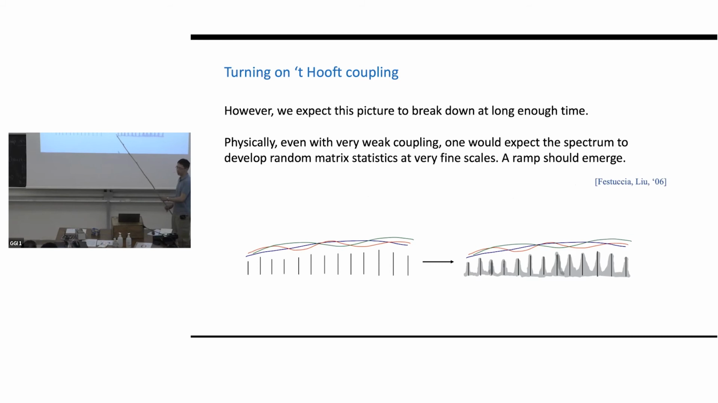However, we expect this picture to break down at a long enough time, physically speaking. What you expect is that even with a very, very weak coupling, the spectrum will develop some random matrix statistics at a very fine scale. Namely, if we zoom in to this very detailed scale, we should start to see some random matrix statistics. And we expect the ramp should emerge at a later time.